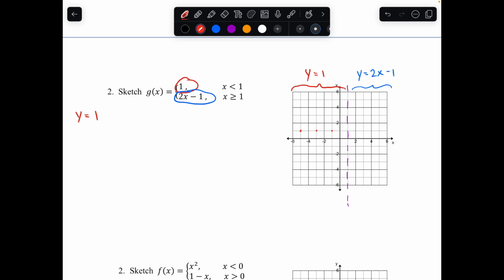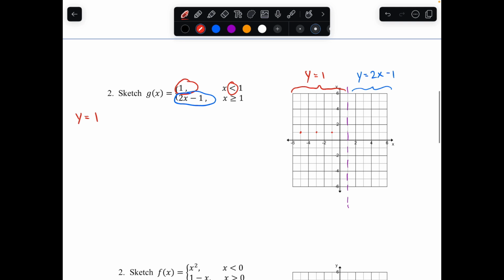However, we need to be careful. We have a less than symbol. So we're not including x equals 1 in this. So we have to draw an open circle at the end of our line. Now we can look at what's happening on the right side. We have y equals 2x minus 1. What is y equals 2x minus 1? Well, this is a line, and it has a slope of 2, and it has a y-intercept at -1.